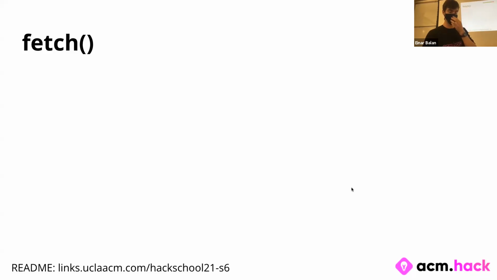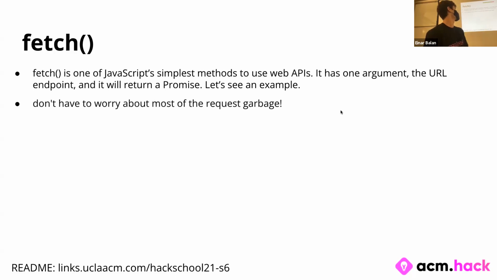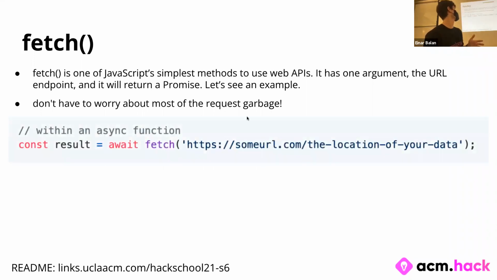So you might remember I mentioned the fetch function from before. Fetch is just a built-in function in JavaScript that takes in a URL, which is an endpoint for some API, and it returns a promise, right? It returns a promise because we don't know how long it's going to take to get that data back from the server, right? So that makes sense with what we talked about before. Okay, so again, we don't have to worry about most of the request garbage. It's pretty much abstracted away with this fetch function. All we have to do is just pass in our URL, and then it'll handle everything for us.